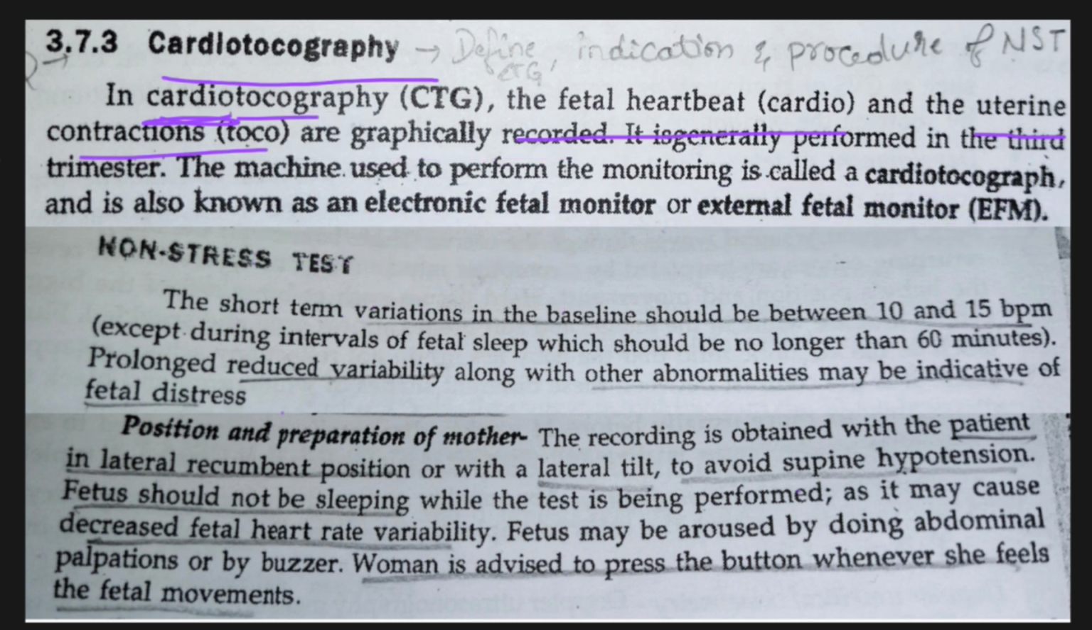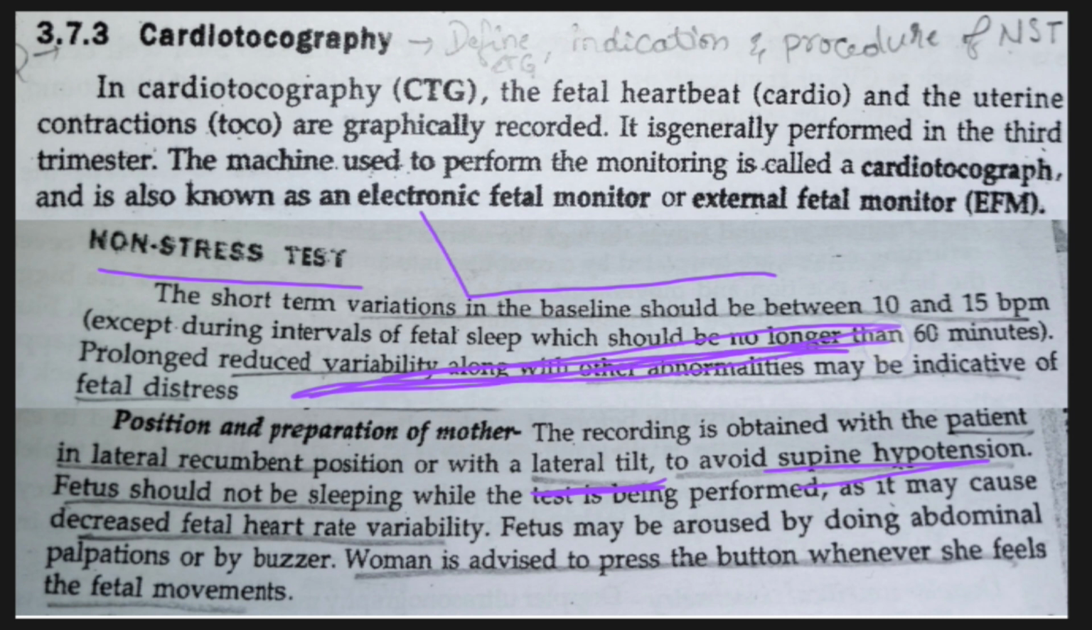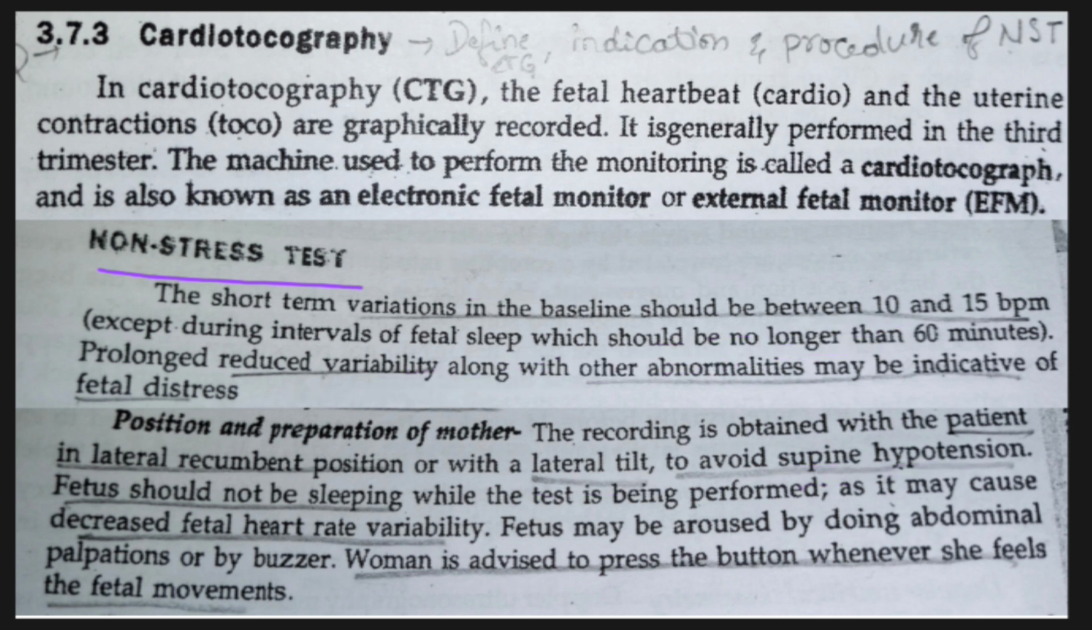There are actually two methods: NST and CST. First, NST. In NST, first we provide the mother a comfortable position, mainly the lateral tilt position, not the supine position. Supine position is if the patient is sleeping straight. Supine position is avoided to avoid supine hypotension. When the mother is sleeping straight, there is a sudden fall of BP, which is known as supine hypotension. So because of that, we avoid the supine position and provide the lateral tilt position.